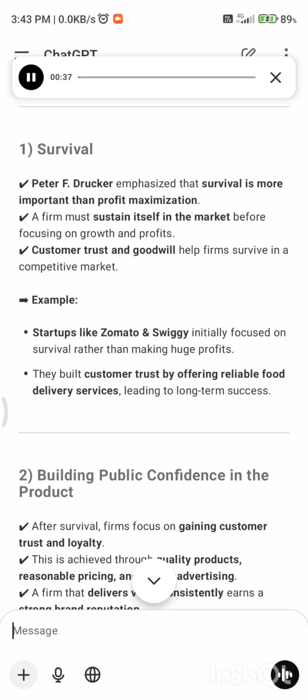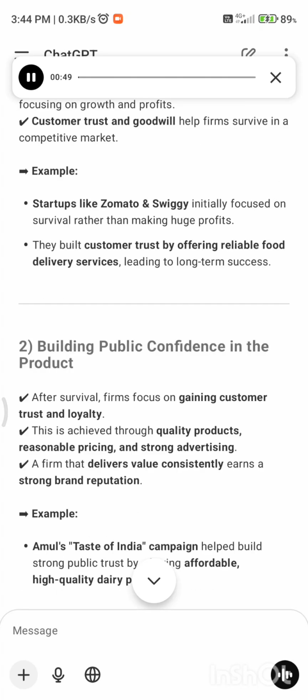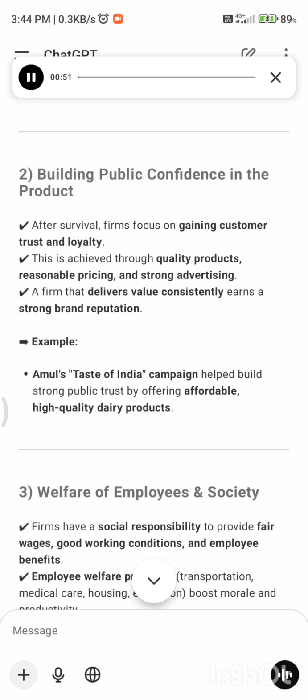Example, startups like Zomato and Swiggy initially focused on survival rather than making huge profits. They built customer trust by offering reliable food delivery services, leading to long-term success. 2. Building public confidence in the product.